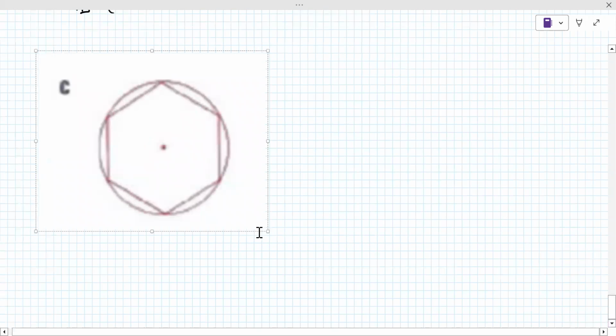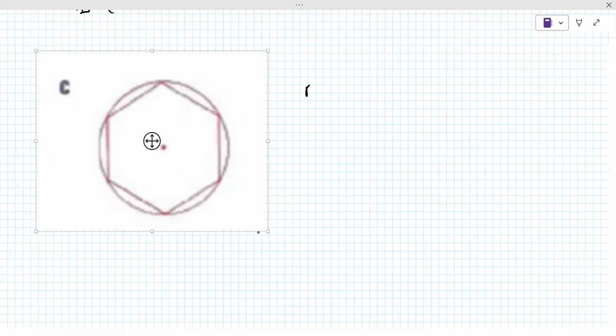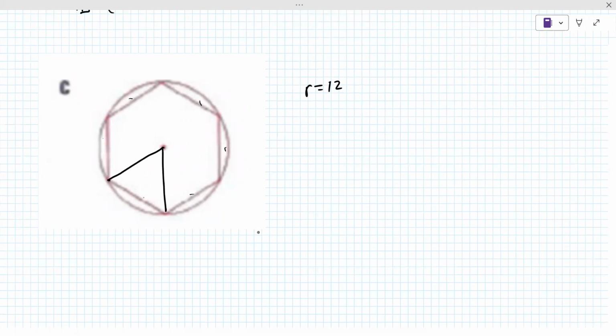Okay, so again, you got to draw the radius. The radius is 12. There's good radii to draw. That's a good one. This is a good one. This is a hexagon, 1, 2, 3, 4, 5, 6 sides. So, okay, got to find 12, 12, and 12 from that. All right, so what that does is, again, produces a special triangle. Equilateral triangles turn into 30, 60, 90s.